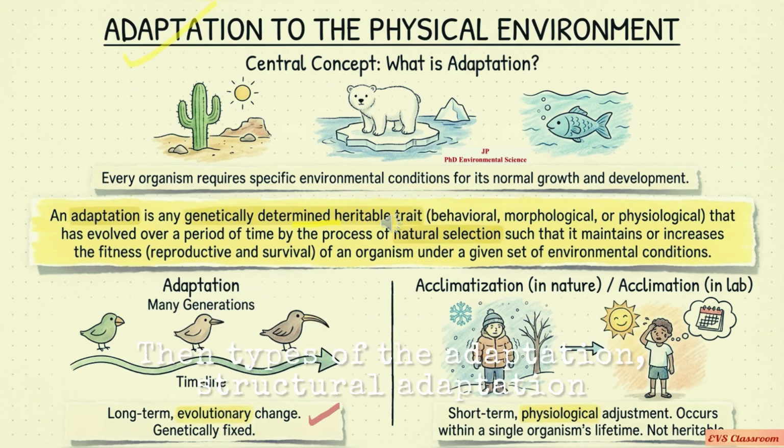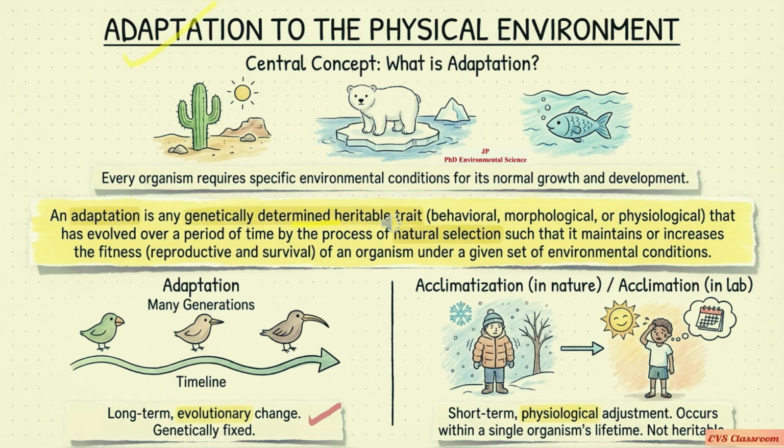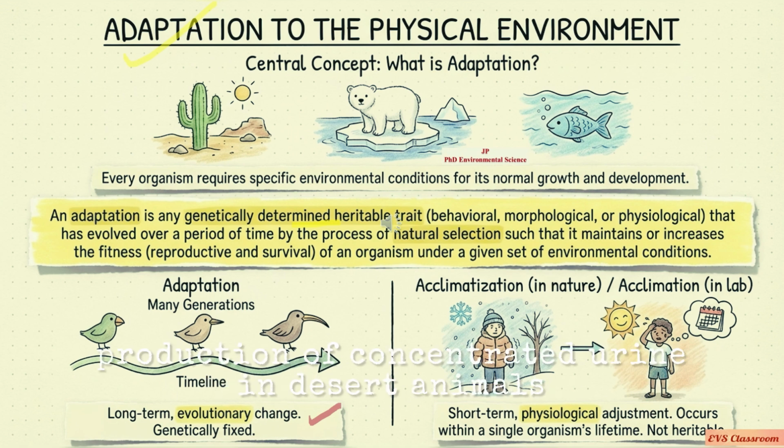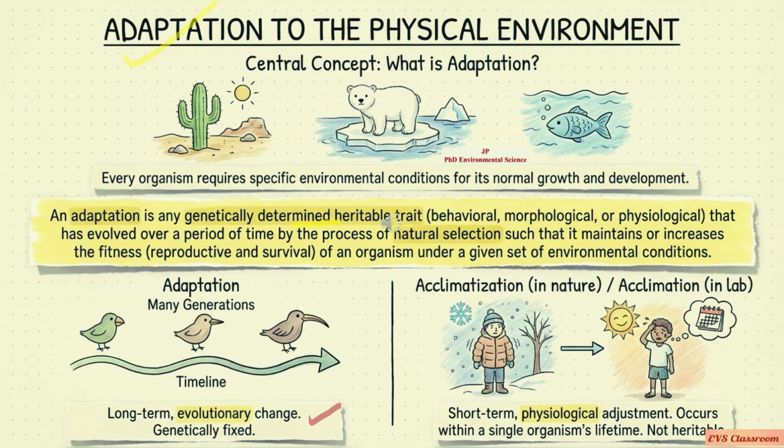Then the types of adaptation: structural adaptation. These are the physical features of the body, for example, thick fur in polar bears, long roots in desert plants. Then physiological adaptation, which means internal body processes, for example, the CAM pathway in cactus, production of concentrated urine in desert animals. Behavioral adaptation means changes in behavior. Examples: migration of birds, nocturnal habits in desert animals.